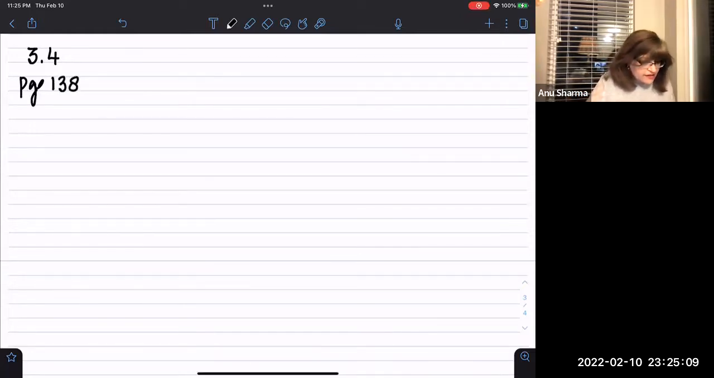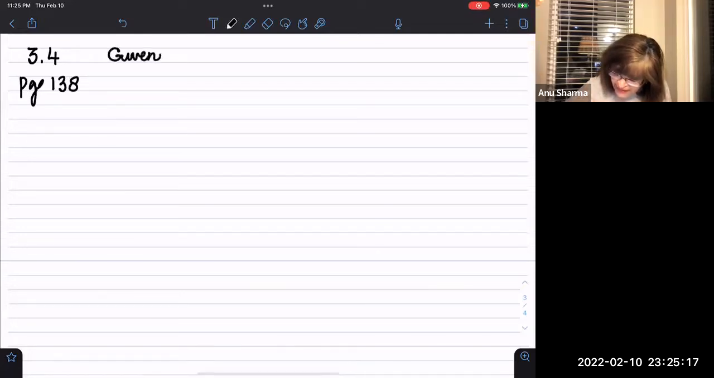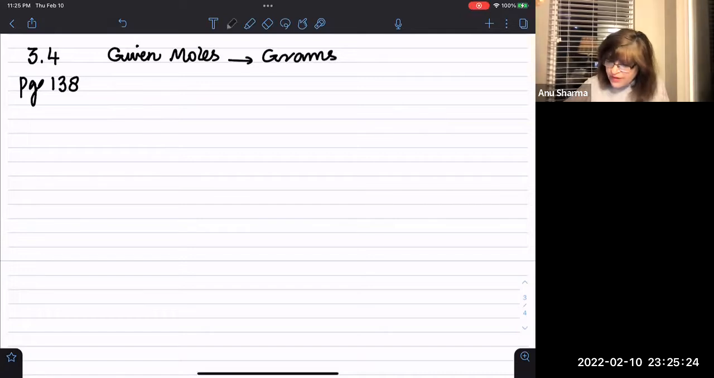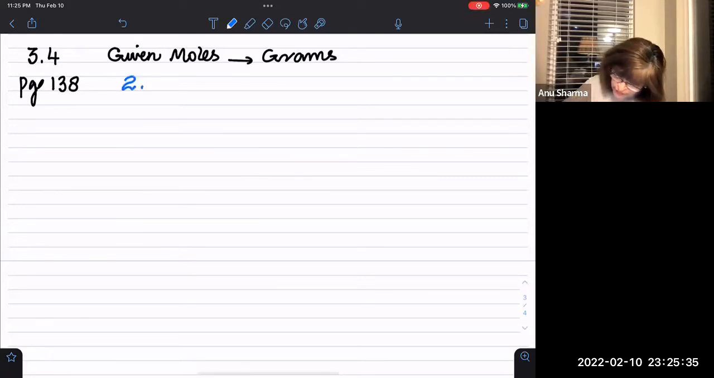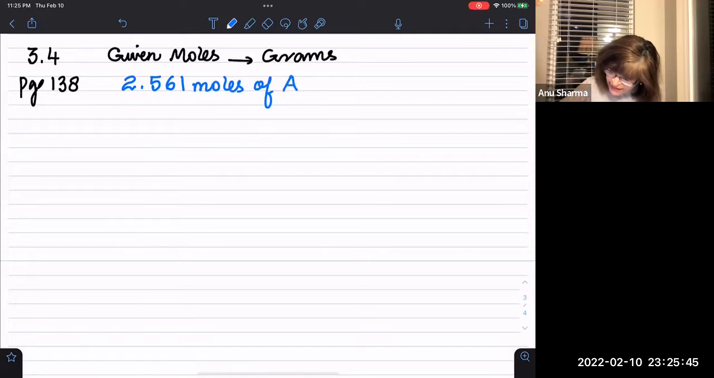138. Okay, here. Deriving grams from moles for an element. So you are given moles and you need to find the grams. So this is a moles to gram conversion. And so what is given here? What is the mass of 2.561 moles of gold? So you are given 2.561 moles of gold, Au.